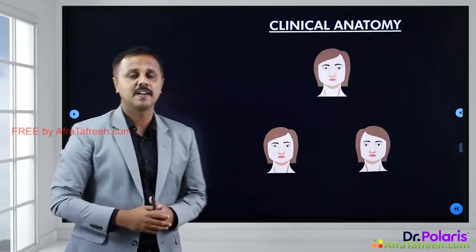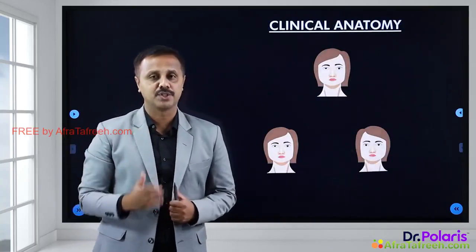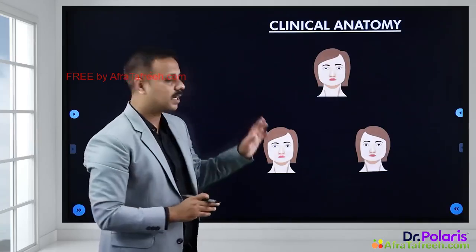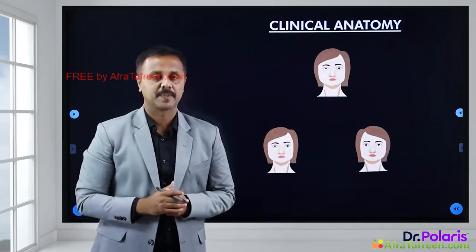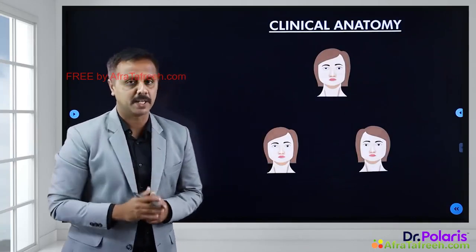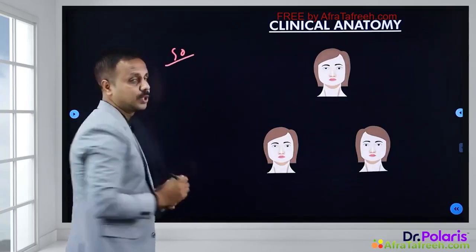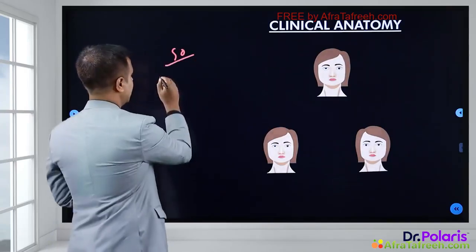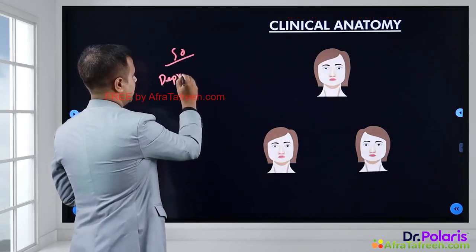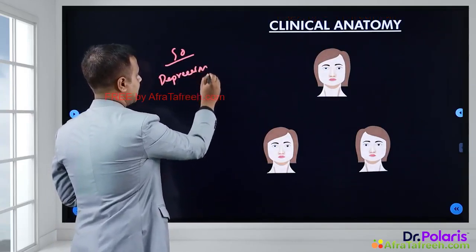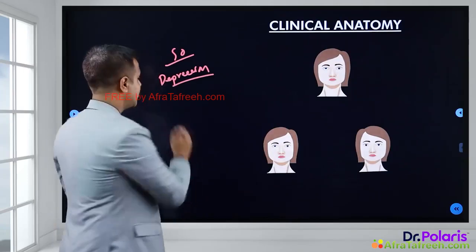Now what happens if the trochlear nerve gets injured? The trochlear nerve supplies the superior oblique. What is the function of the superior oblique? Remember, the superior oblique brings about two important functions. What are they? One is depression of the eyeball, and the other one is intorsion.